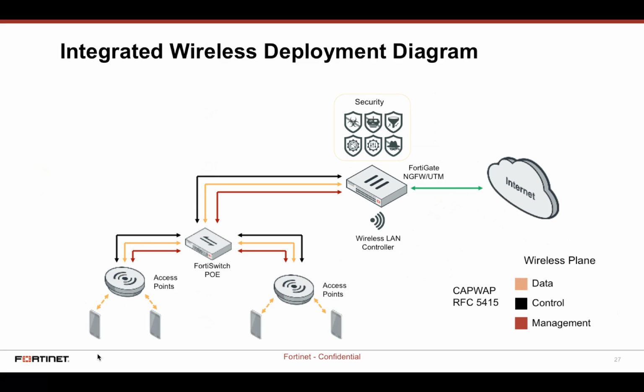So let's quickly look at the topology or the deployment mode. What do you see here? A typical deployment in an integrated platform where you have FortiSwitches connected behind the FortiGate firewall, and access points are connected to your switch, with the APs sourcing power from your PoE switch ports. If you look at the traffic flow, your data traffic, control traffic, and management traffic is forwarded to a centralized controller, which is your FortiGate UTM appliance acting as the wireless LAN controller in this case. All your traffic is forwarded to the FortiGate appliance, and from there it is forwarded to the next gateway or next hop.